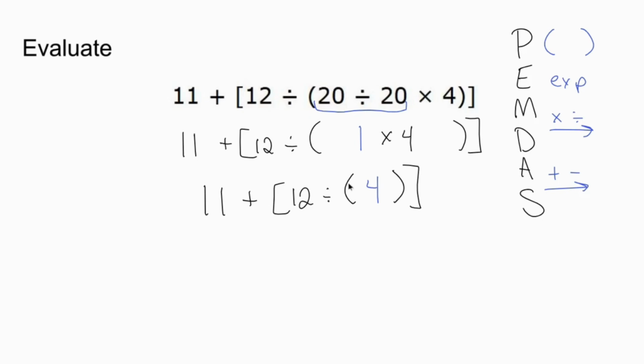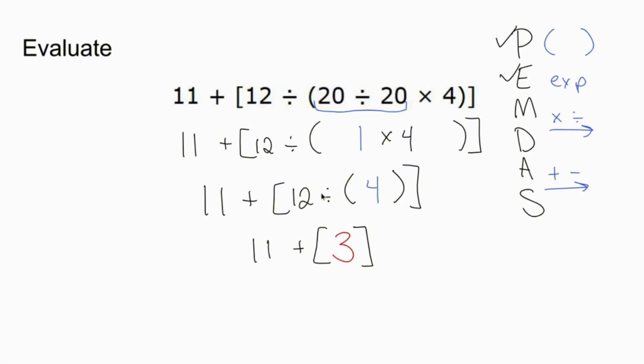Now that we're done inside the innermost parentheses, we can work inside the bracket. So inside the bracket, I have 12 divided by 4, which becomes 3. So I'm going to write a 3 there, and I'm going to drop down everything else I haven't touched yet: 11 plus bracket, close bracket, and then 3 on the inside. And so basically, I'm done with my parentheses and my brackets.